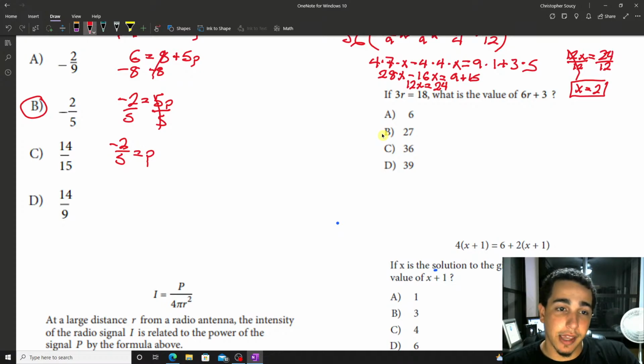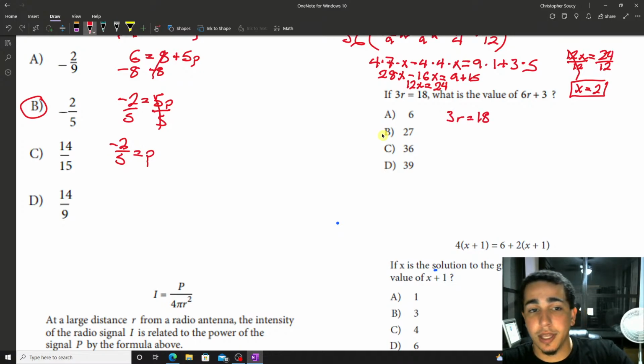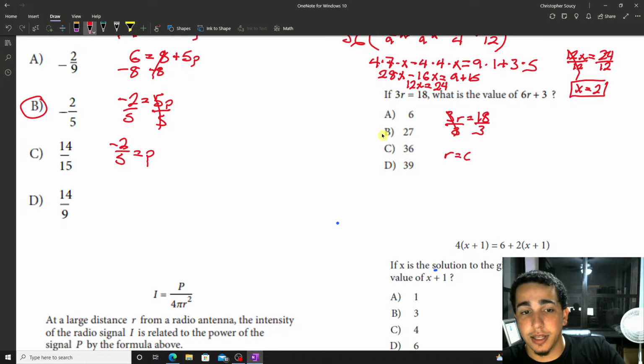For this next question, we have if 3r equals 18, what is the value of 6r plus 3? So if 3r equals 18, we can get r by itself by dividing each side by 3. On the left side, the 3's cancel, and we're left with r. On the right side, 18 divided by 3 is 6. So we find that r equals 6.